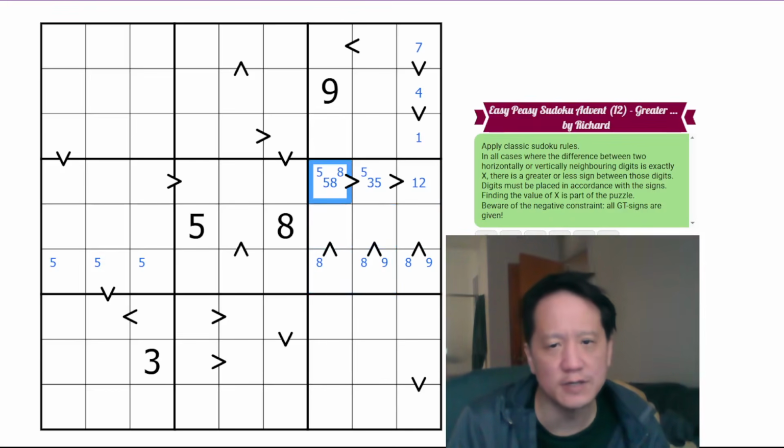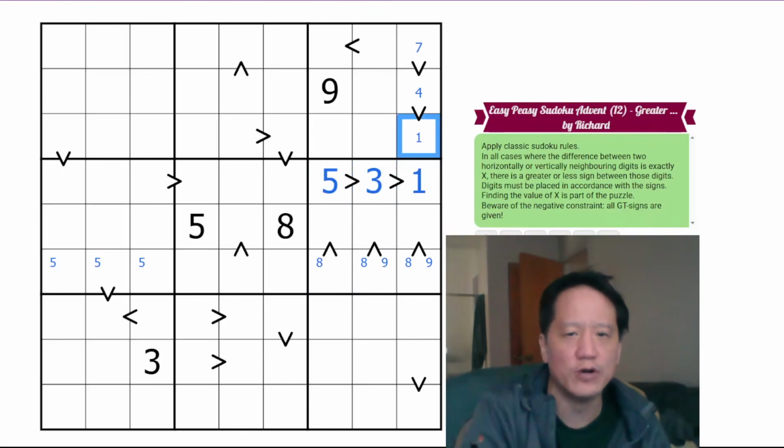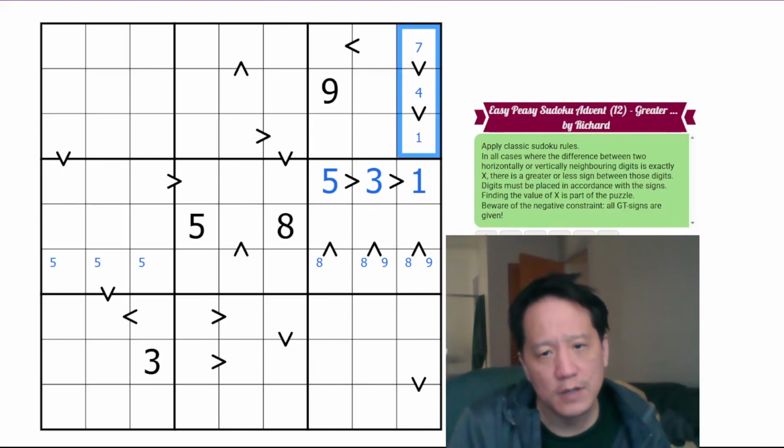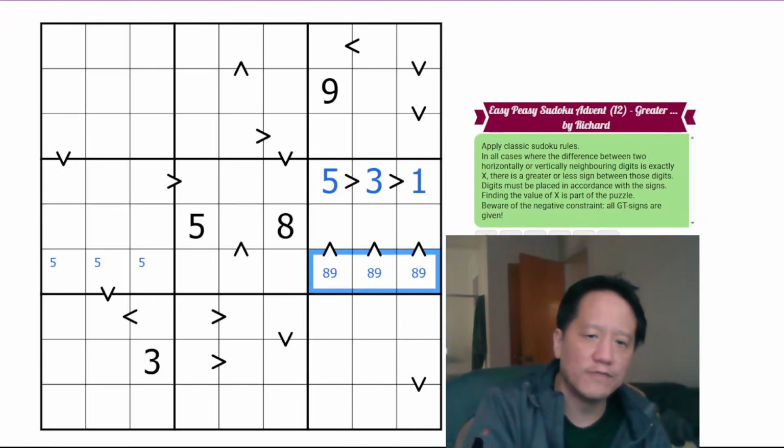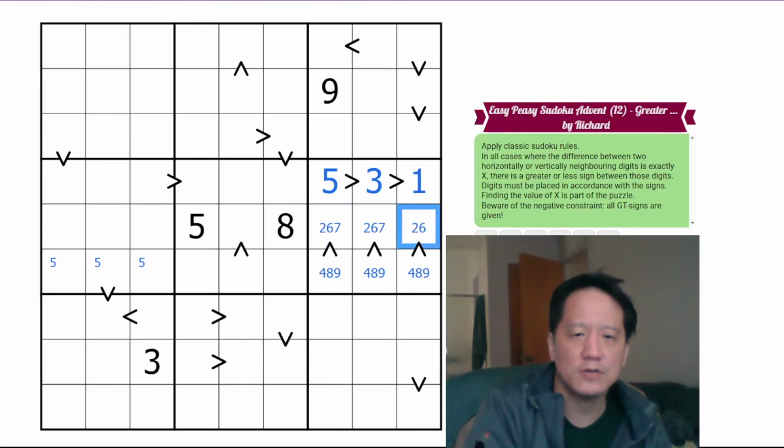So it has to be a difference of 2. So this must be a difference of 2. This is 5, 3, and 1. The remaining digits then here, we have 8, 9, and 4. And this must be 2, 6, and 7 here. Obviously 9 can't be here. This can't be 7.